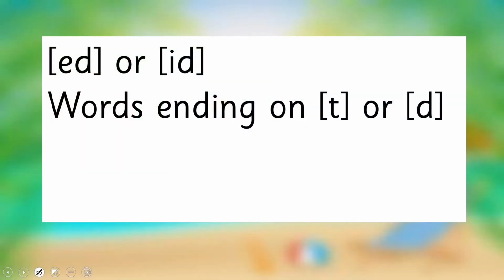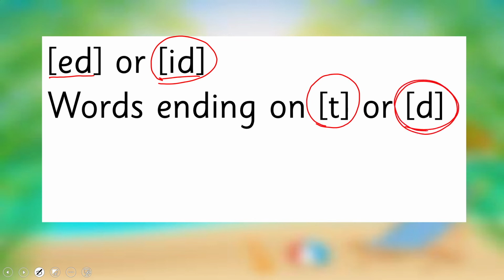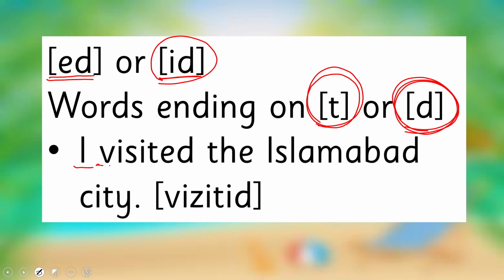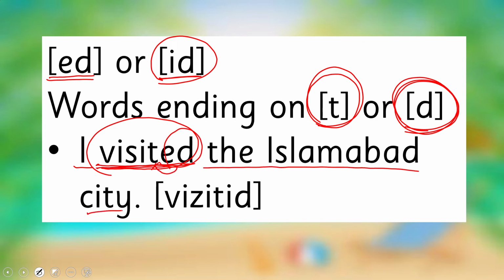This final ed is pronounced as ed or id only if before ed there is t or d. These two sounds. If ed is followed by any of these two sounds, we'll pronounce it as id. As in visited. Okay? Because before ed there is a t sound. I visited the Islamabad city.